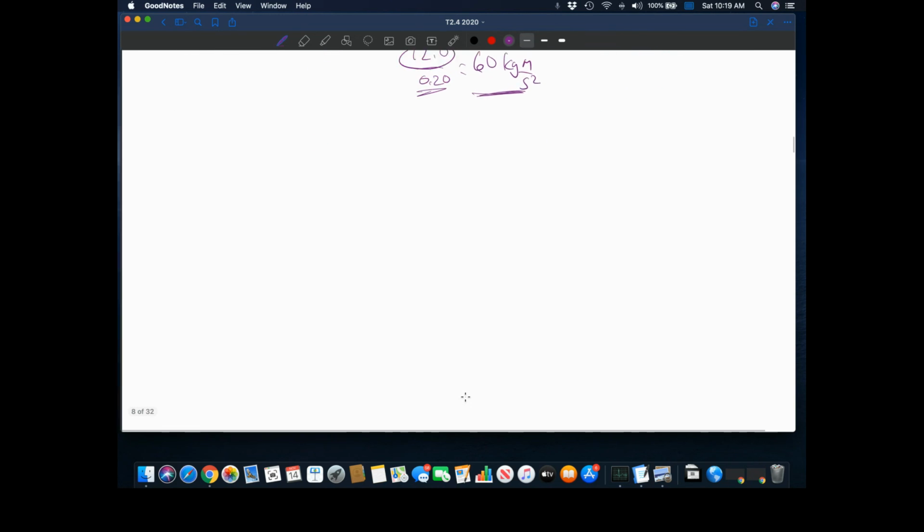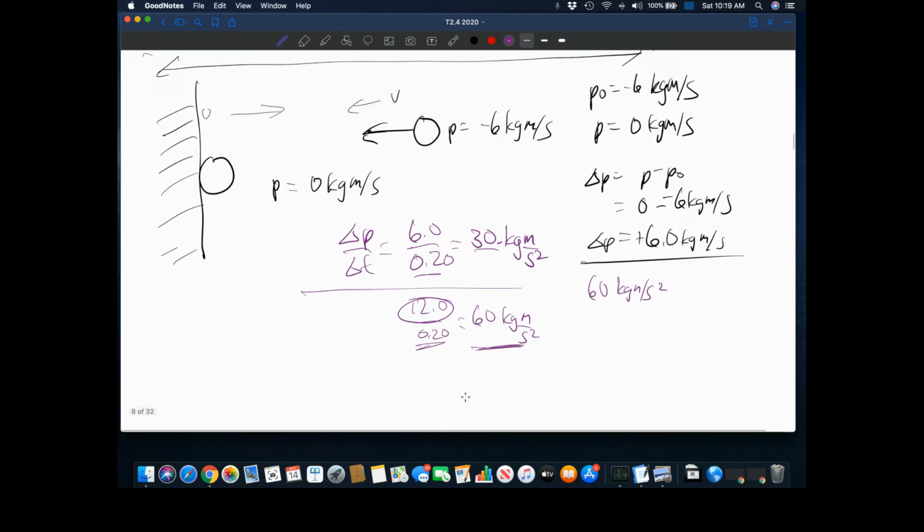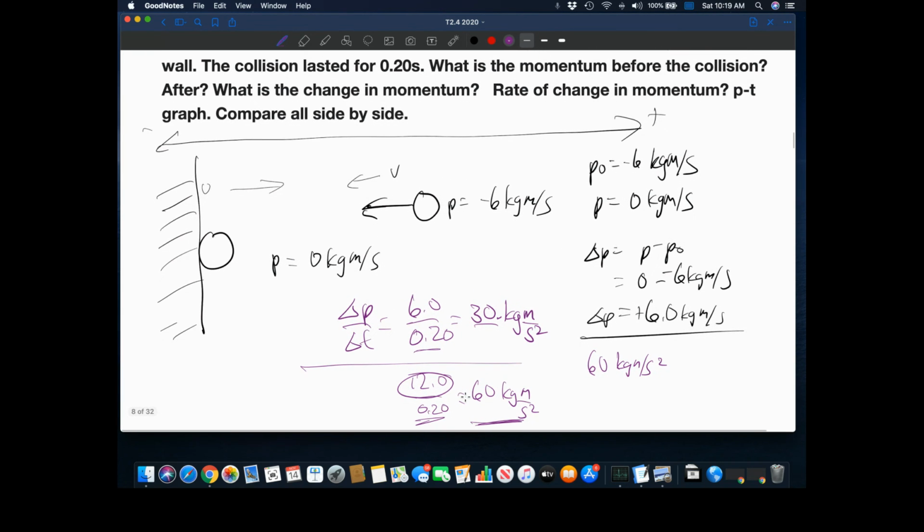And that concludes our introduction to the change in momentum. In our next installment, we will take a look at impulse and systems thinking.